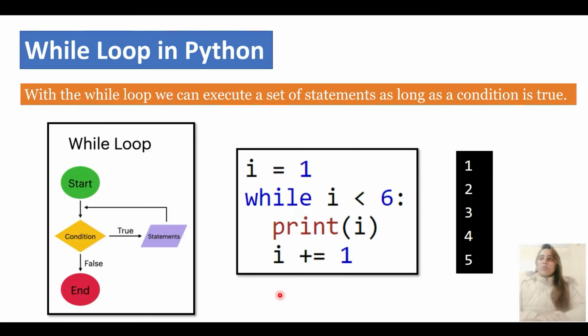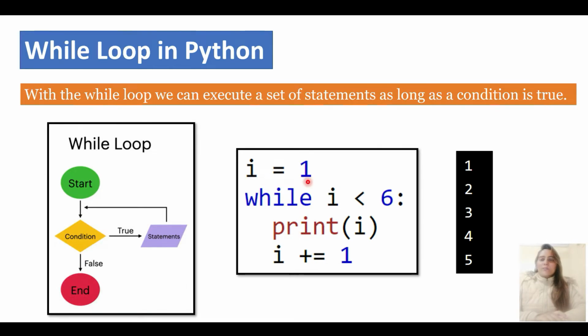Let's move on to while loops in Python. With a while loop, we can execute a set of statements as long as the condition is true. So as you can see, the condition is true, execute the statements, return back, condition is true, then execute the statements, return back. If the condition is false, then end the loop.